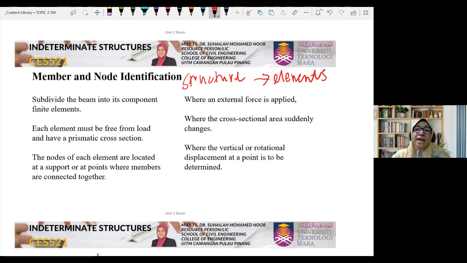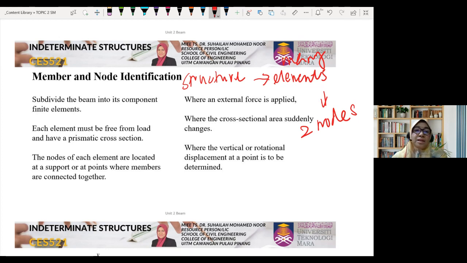So what is actually an element? Element comes from nodes, two nodes. Structure comes from many elements, and one element comes from two nodes. So in order to analyze structure, we must start from nodes. We must start from nodes.